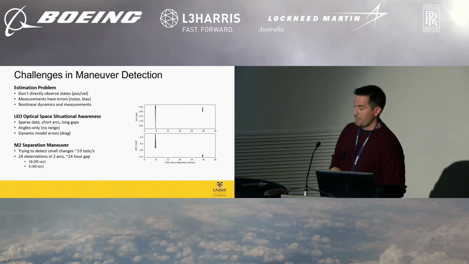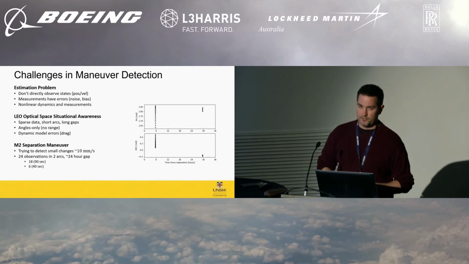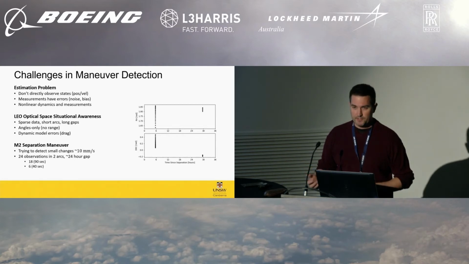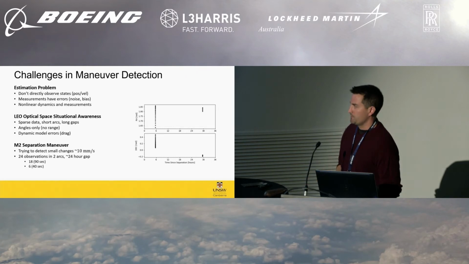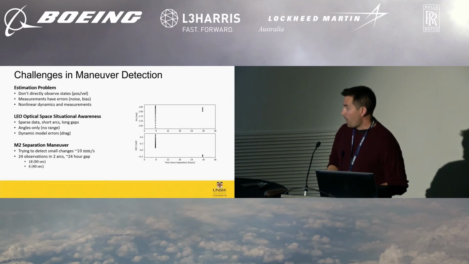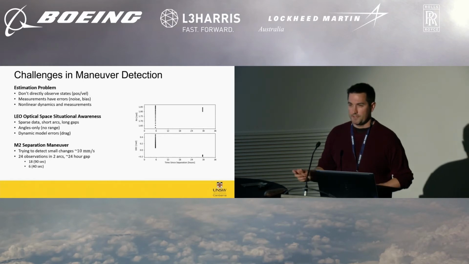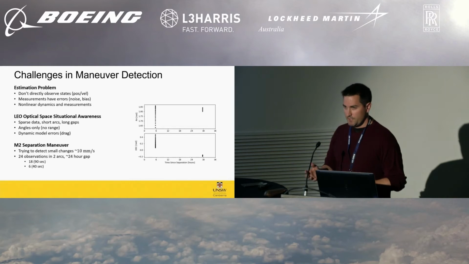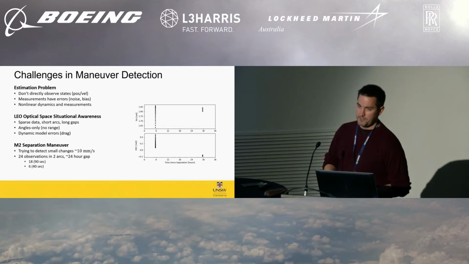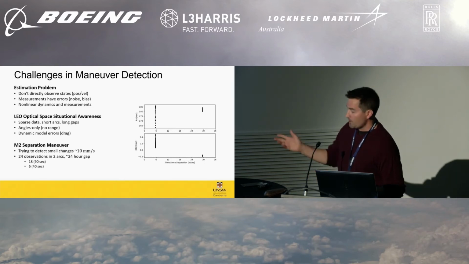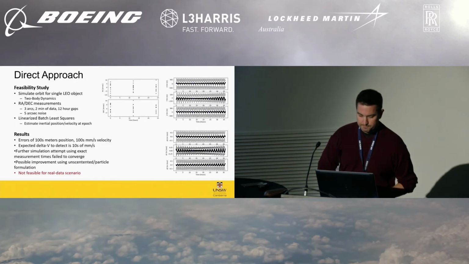We've got some dynamic model errors. Being able to characterize the satellite drag that we're experiencing is a really difficult thing, and we know that we're going to have some errors to go along with that. And then specifically for this, the big challenge that we're facing is just that we're trying to detect a very small change. So we're looking at a delta V that's on the order of 10 millimeters per second, and trying to observe and characterize that is going to be a challenge for us with this sparse data situation.